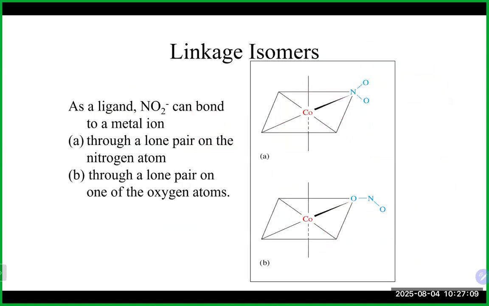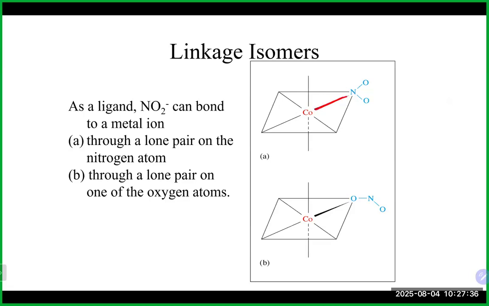Now, linkage isomers are what happens when you have the same ligand, but that ligand has the ability to attach through different atoms. For example, if we take nitrite, which is NO2-, because it has non-bonding electrons on the nitrogen, it can bind in here through the nitrogen.